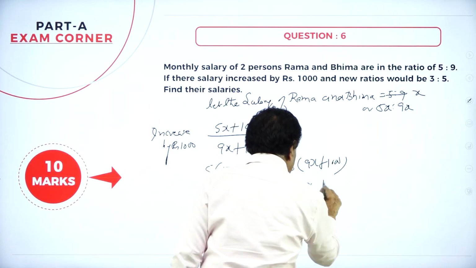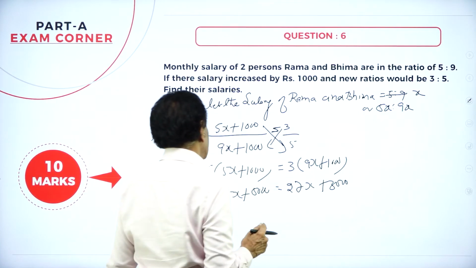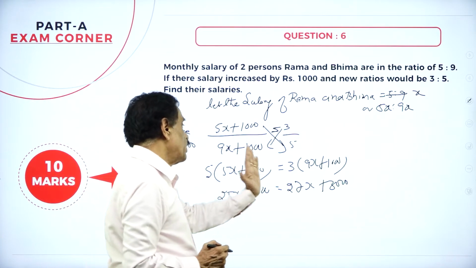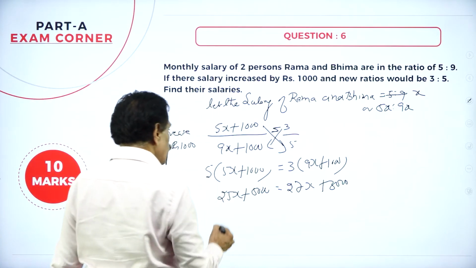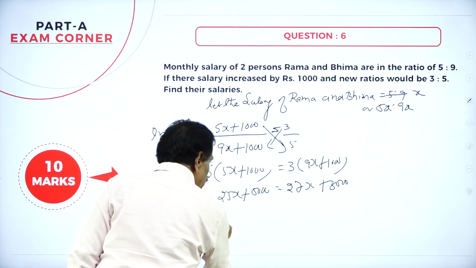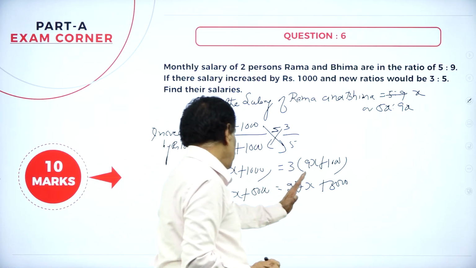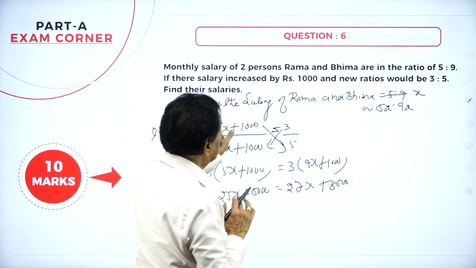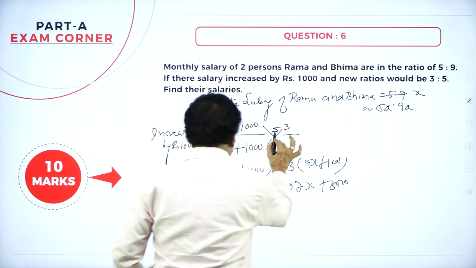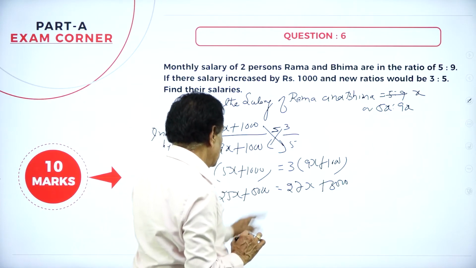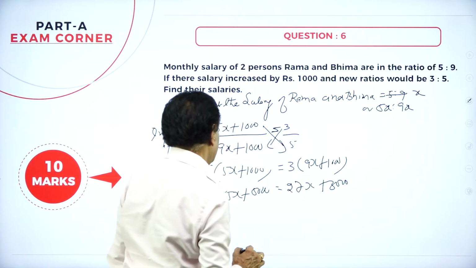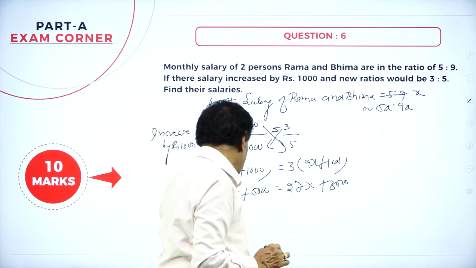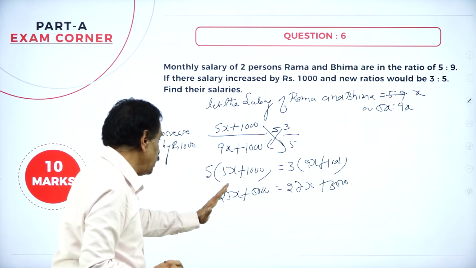This is plus 3000. So 5 5s are 25x, 3 9s are 27x. You take the number on this side. So 5000, 27, you take that 25x. Here 5x and 9x. 3 9s are 27x. 3 1s are 3000. This is 5 5s are 25x.